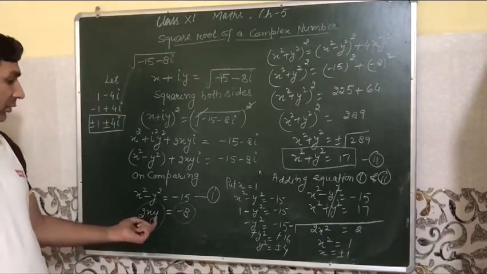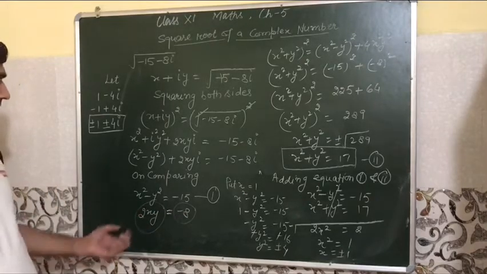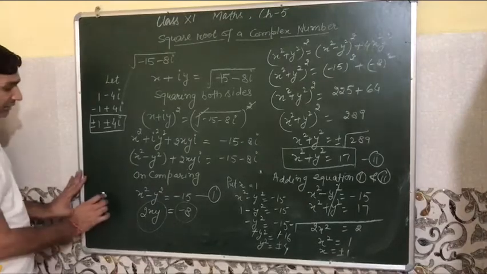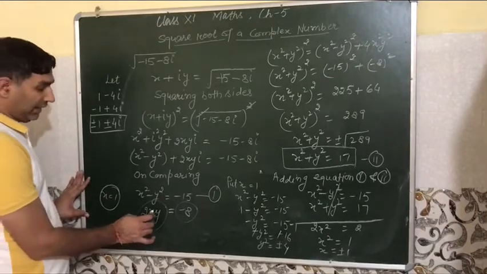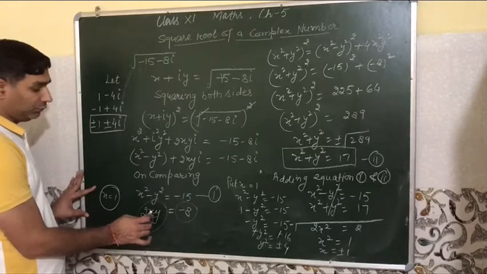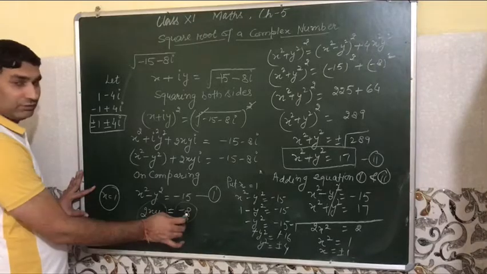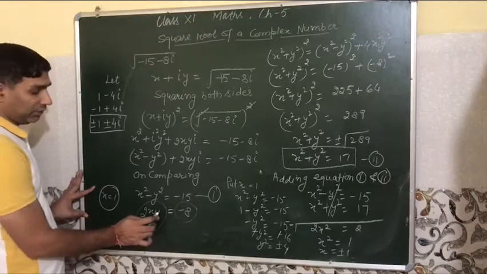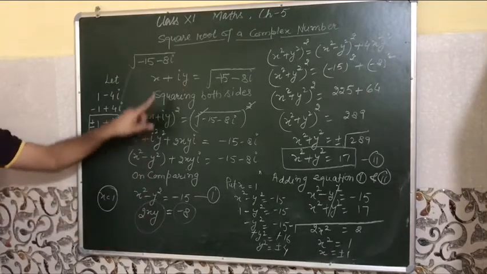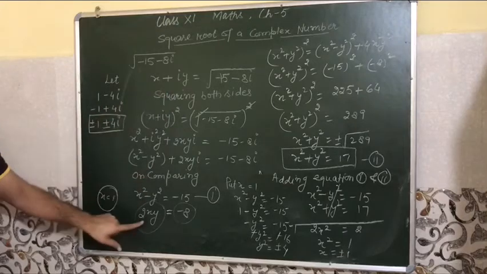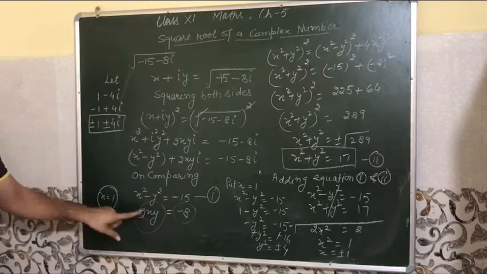If the product of two numbers is equal to minus 8, that means one will be positive and one will be negative. We took case 1, x is equal to 1. When our x value is positive, then 2 into x is 2, 2 into 1 is 2, 2 into y, that means this value is 4, 4 into 2 is 8, equal to this. Then that means what should our y value be? It should be minus 4.